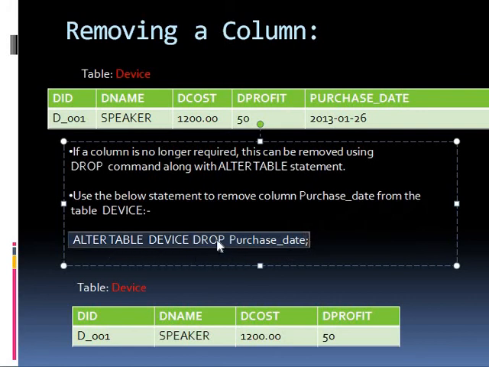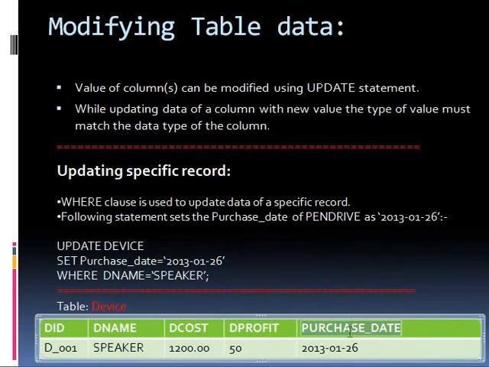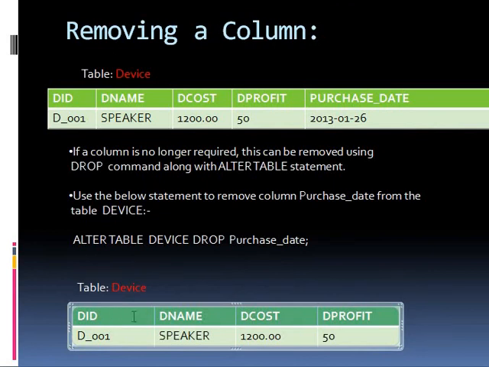And upon executing this SQL statement, which is ALTER TABLE device, to alter the table device in such a way as to drop the column purchase_date, I can see this column purchase_date getting removed from our table device. As a result, our new table is going to have only these four columns, that is did, dname, dcost and dprofit, and that can be seen exactly like this out here.